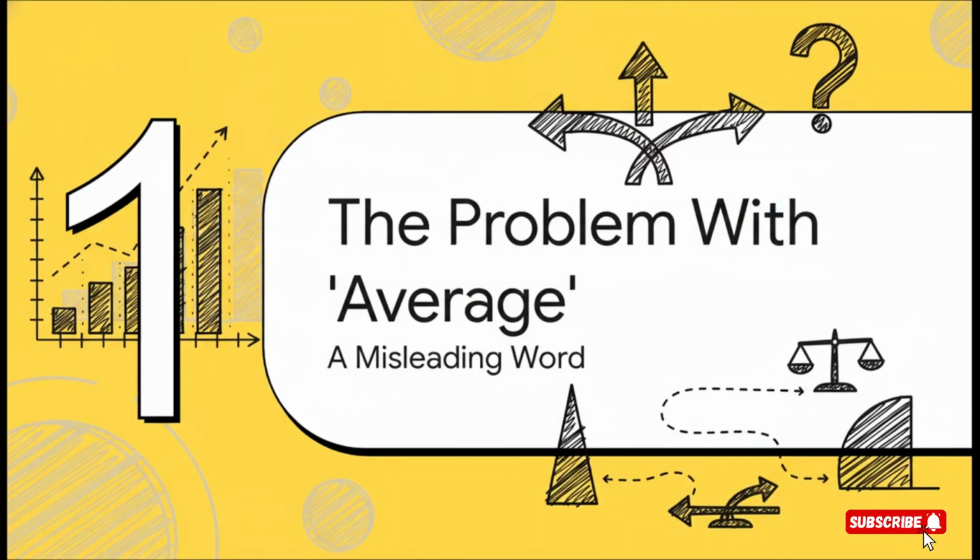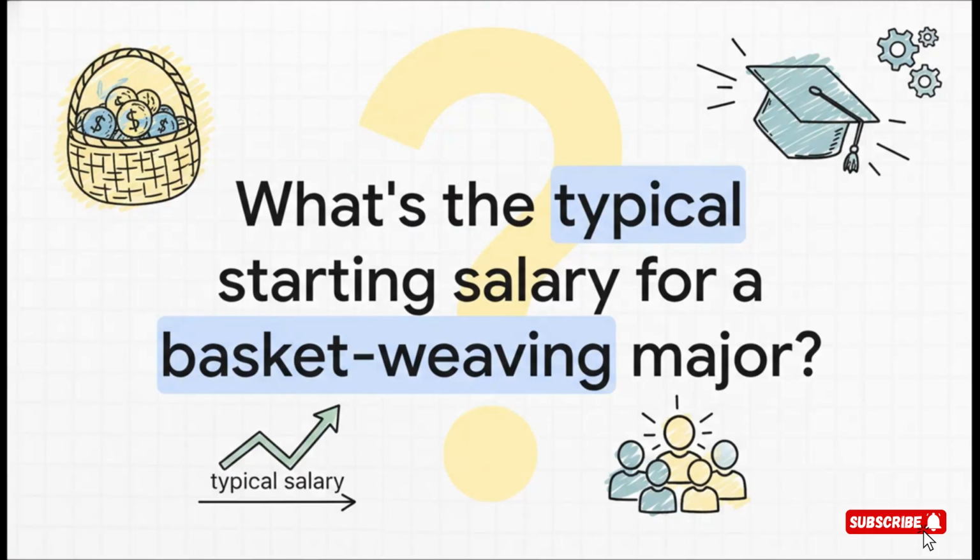Right, that tricky word is average. When you hear it, what do you picture? Because as we're about to see, that one word can be incredibly misleading. You know, if someone only gives you the average of something, you've got to wonder, are they really giving you the full picture? To really see what I'm talking about, let's dig into an example.